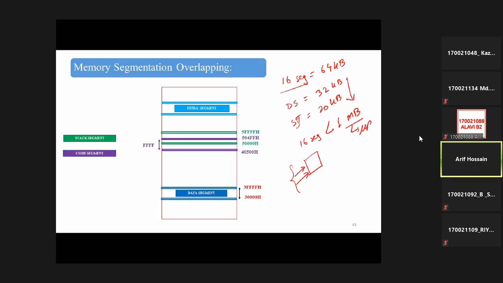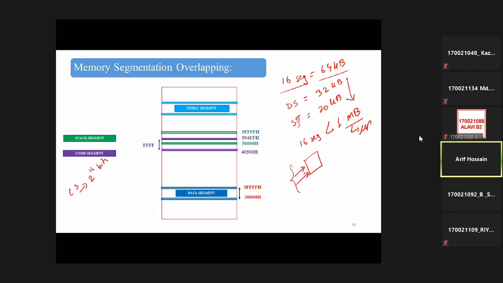Okay, so let me come gradually. First of all, when can a segment be less than 64 kilobytes? Let's discuss that portion first. Say you have the code segment. The allocated size for the code segment is 2 to the power how much? Tell me. 16. Exactly, 2 to the power 16 bits.